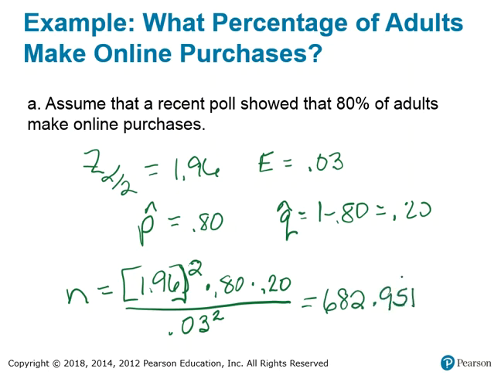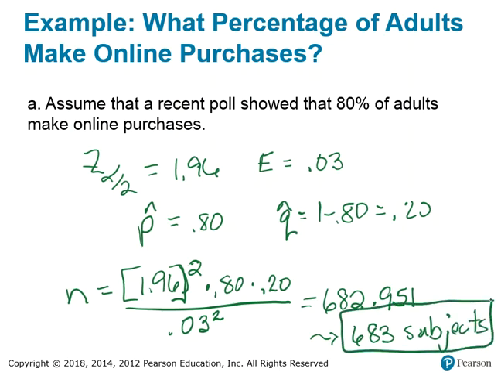682.951. Now, if you read that, it's saying do 682 people, but then do a partial person. Well, you can't do a partial person. And you want to make sure you have enough information so you never round down. Doesn't matter how small this decimal is, you always go up to the next person. So we're saying we should do 683 subjects to make sure we are 95% confident with a margin of error of no more than 3%.